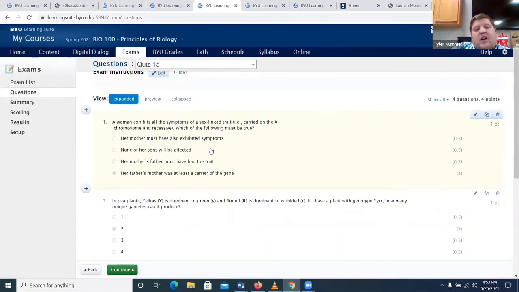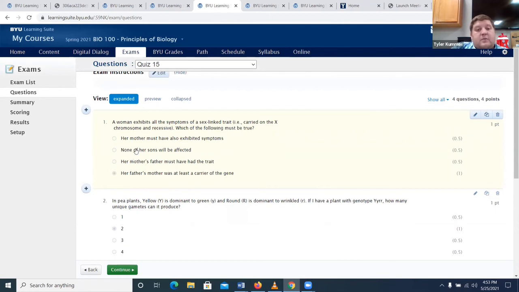A woman exhibits all the symptoms of a sex-linked trait. Which of the following must be true? Well, her mother must have also exhibited symptoms. Well, that's not true. Her mom could have been a carrier. She could have been heterozygous, but she didn't necessarily have to have the disease. She didn't have to have the phenotype that showed.